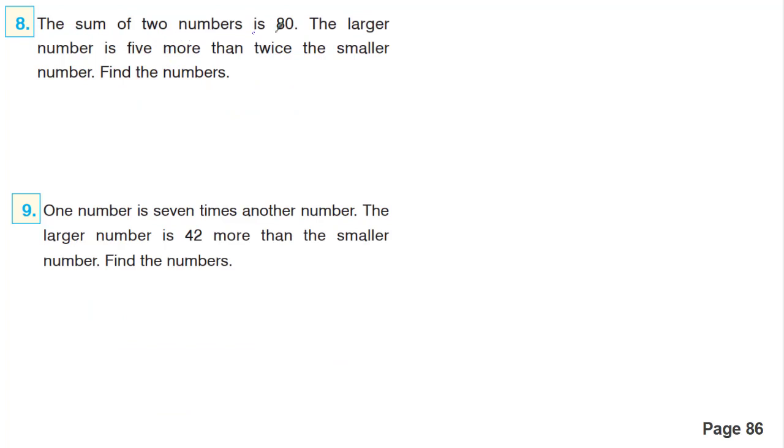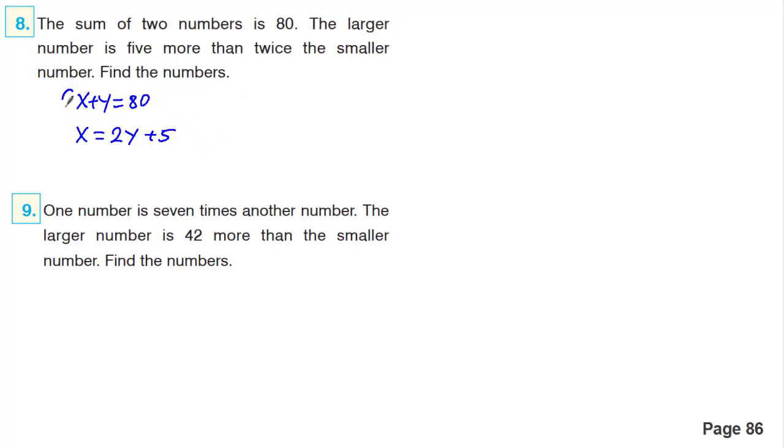The sum of two numbers is 80. So x plus y is 80. Again, two numbers, maybe those numbers are different, maybe it will happen to be equal. The larger number is 5 more than twice the smaller number. Let's say the larger one is x. There is no difference at all, you can change, you can take it as y. So the larger number, let's say x, is twice the smaller number plus 5. So 5 more than that.